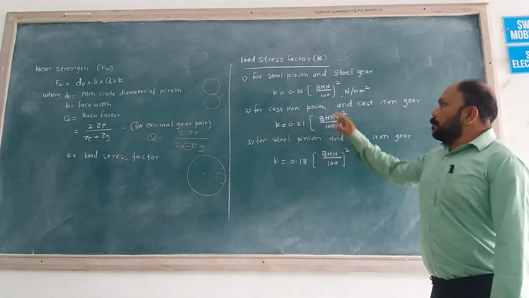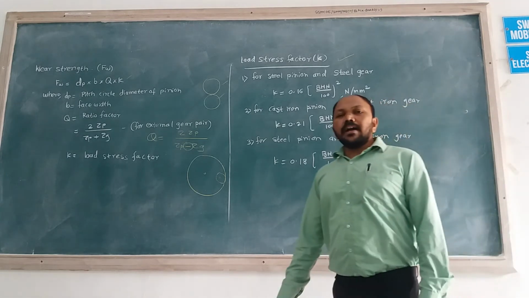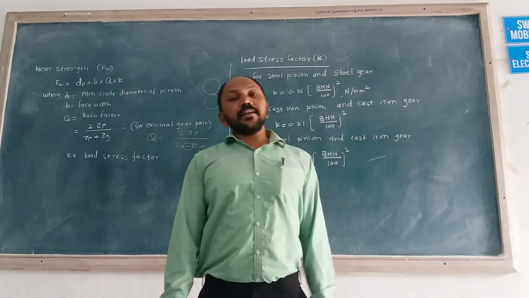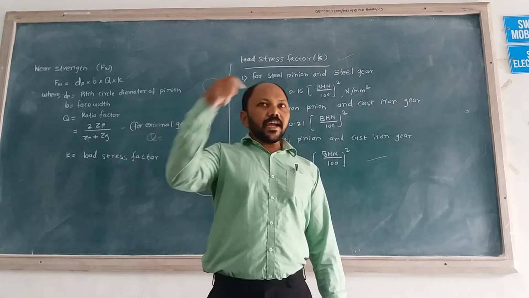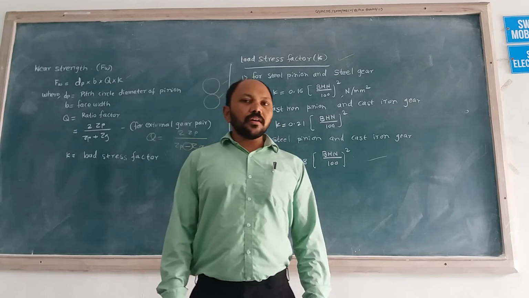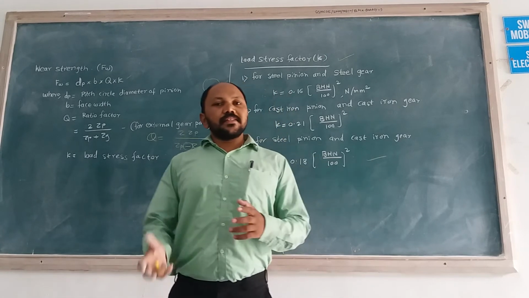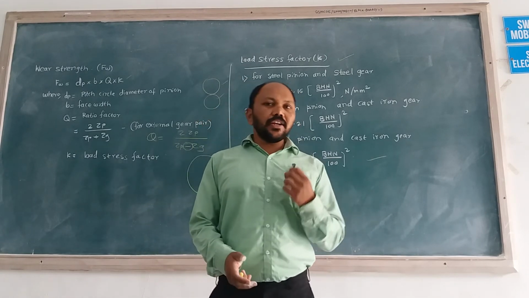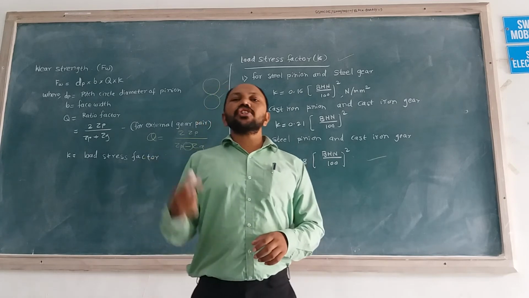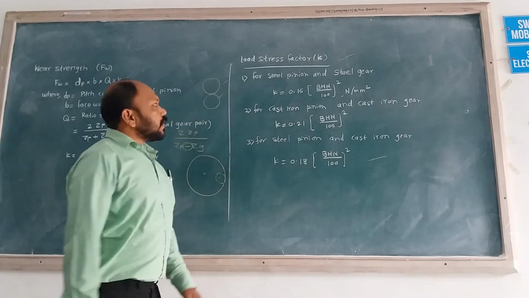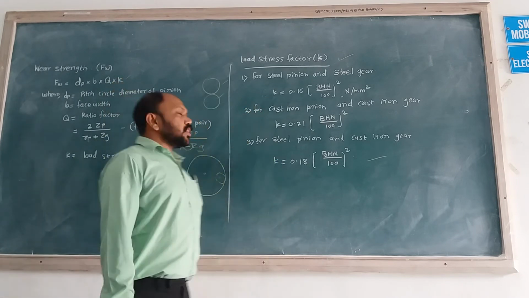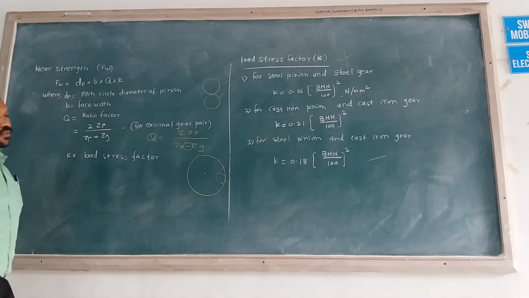BHN is called the Brinell hardness number. That is the standard number already available in the design data book for different materials. You choose the material and directly get the BHN value from the design data book. Use that value, substitute here, and find the value of K. All these values you substitute here.